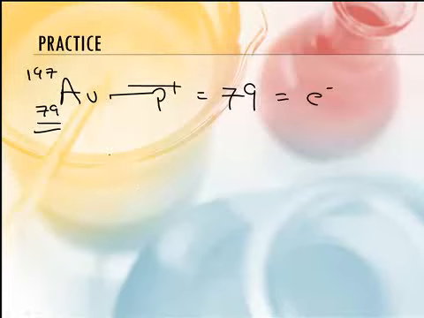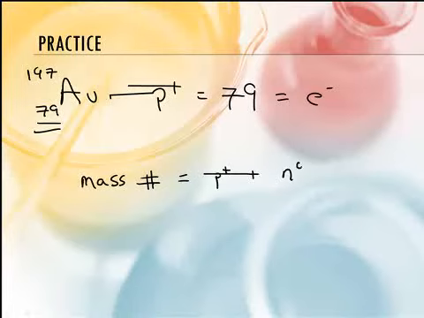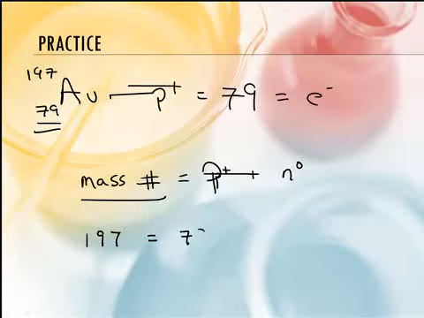How many neutrons are in there? It's pretty easy, because the mass of the atom is called the mass number, that 197 at the top. It is equal to the number of protons plus the number of neutrons. We know the mass number is 197 and the protons are 79, so 197 equals 79 plus the neutrons. If you subtract 79 from both sides, a little algebra, right?